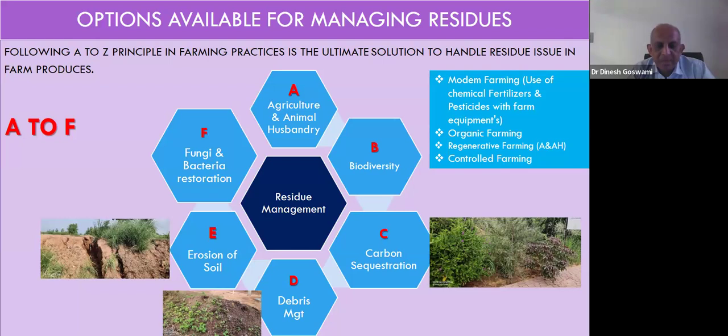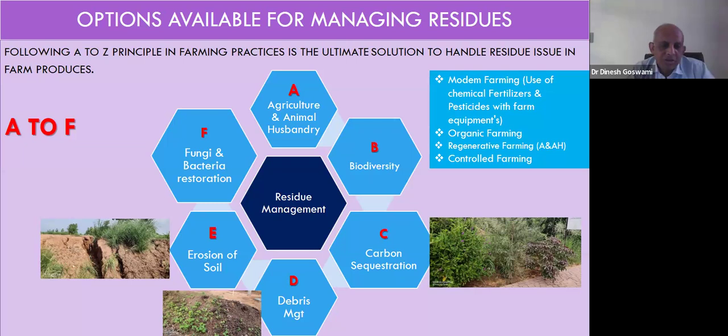But instead of that, we can recycle that debris to manufacture organic manure or compost. We can even make pellets to use in industries or as fuel. So a little additional value addition is required to manage the debris, and that is one of the ways to manage it. Another aspect is erosion of the soil.